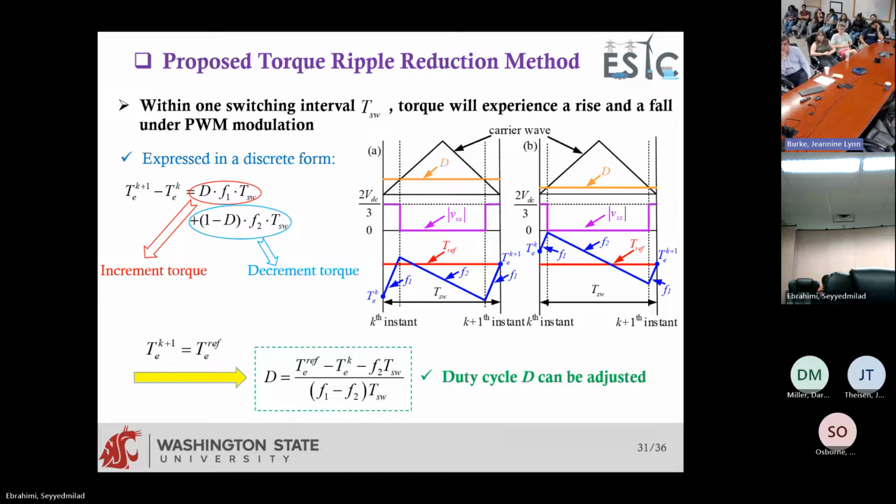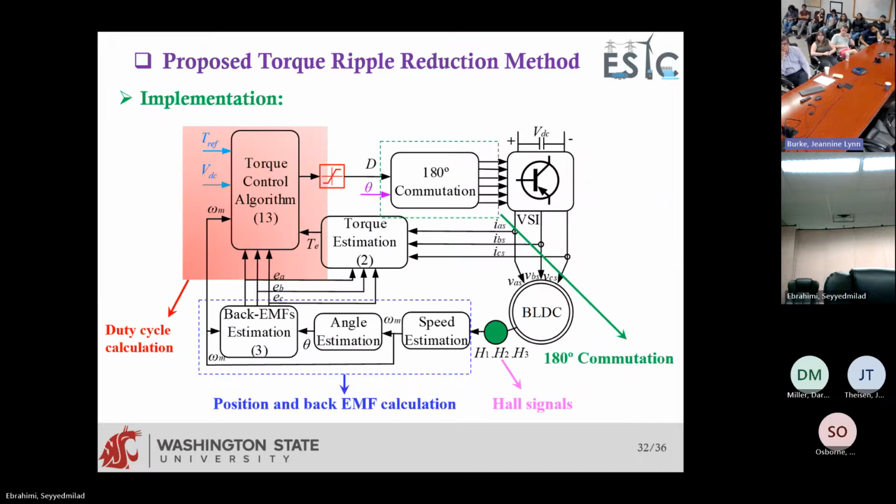So if you want the torque at the end to be equal to the reference, you just replace it with T reference, and you derive this equation for the duty cycle at each switching interval. So we formulate the duty cycle based on the reference of the torque, the previous value, the slope that we calculate mathematically, and then the switching frequency or switching period. Then at every switching interval, we can dynamically adjust the duty cycle so that you make sure the torque at the end of the switching interval matches the reference value. So this is the way that we have implemented it.